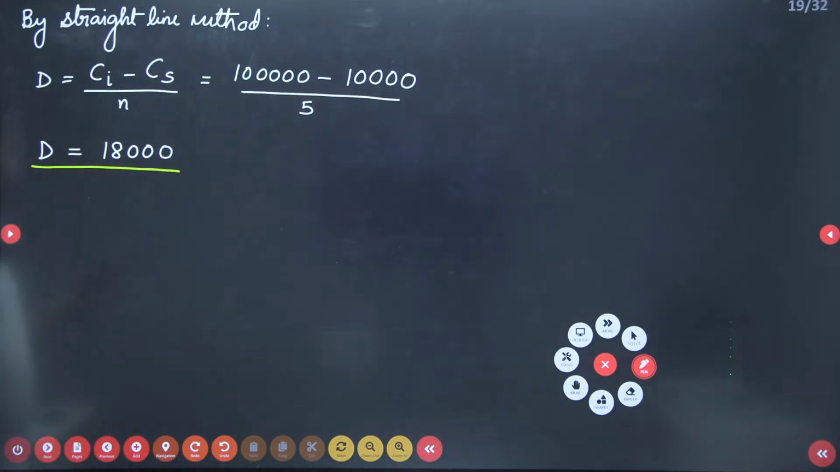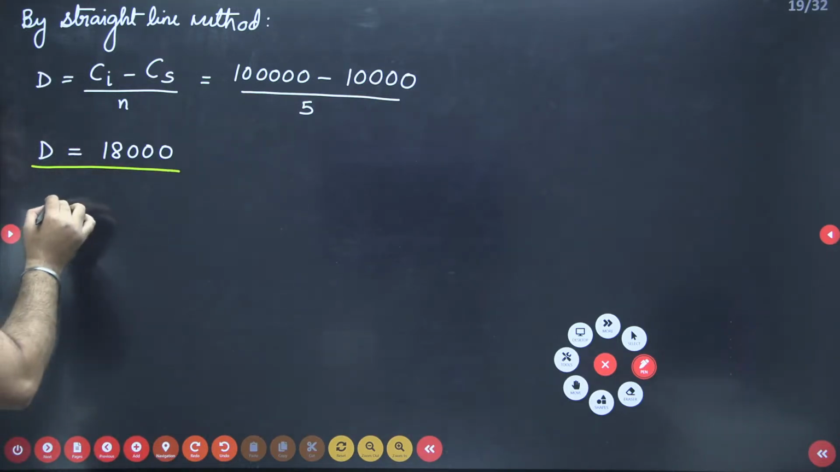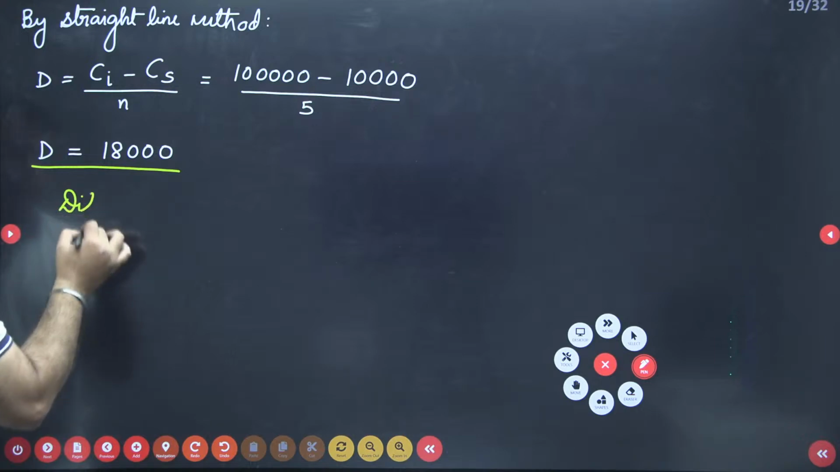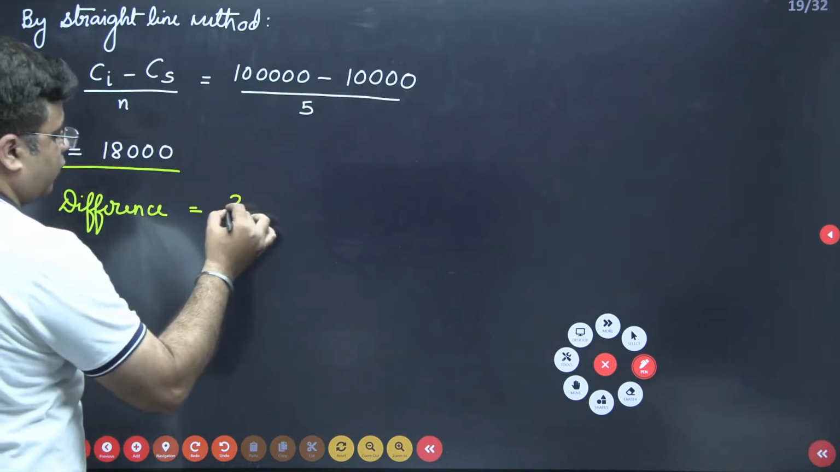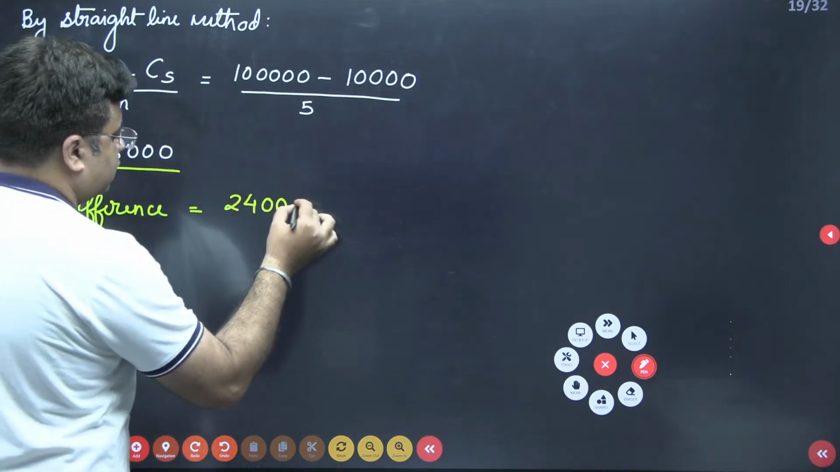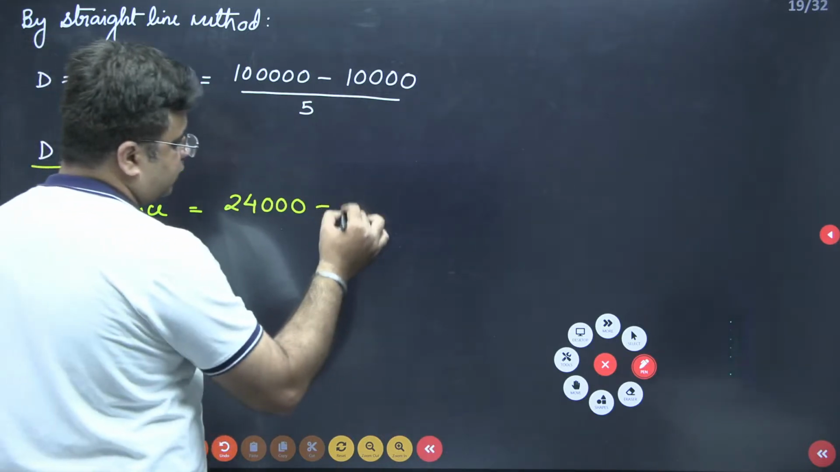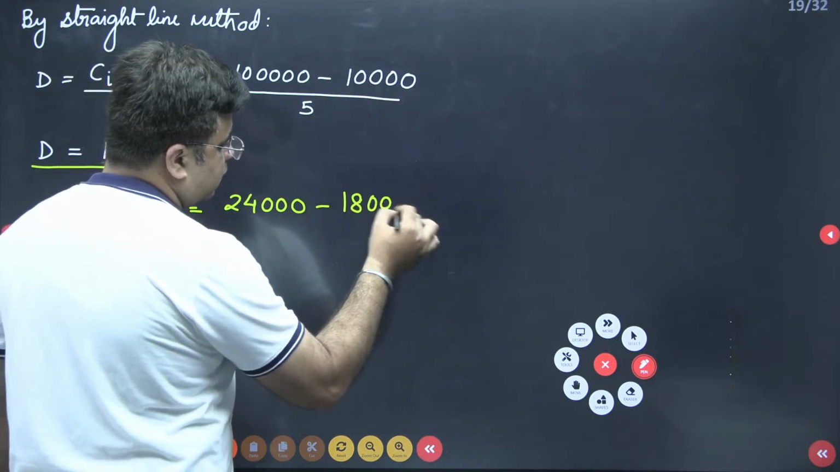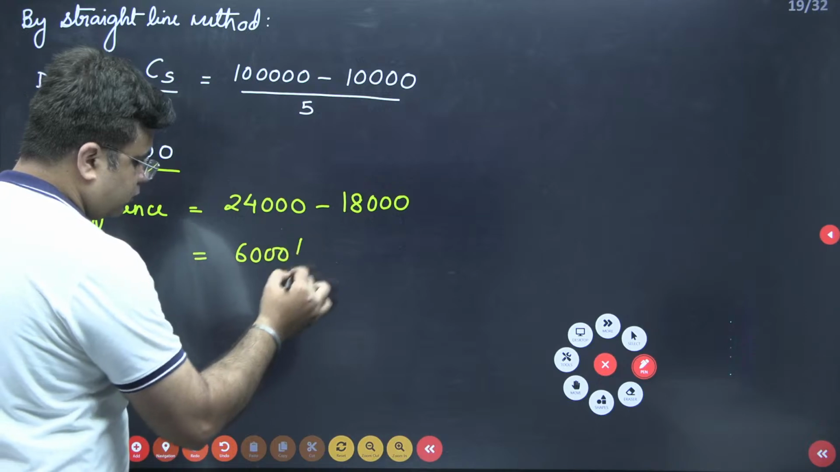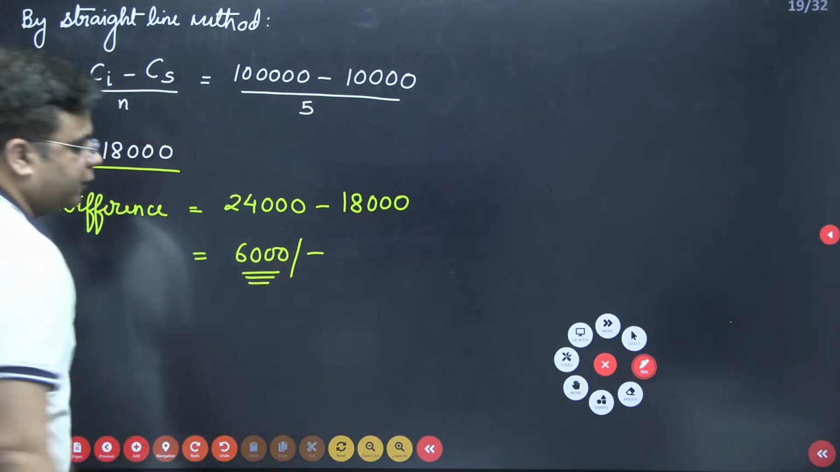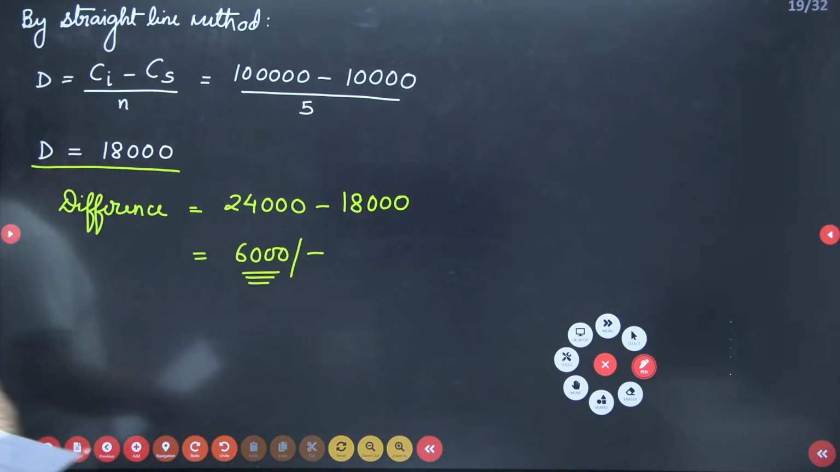Okay. Now you have to take the difference. So difference in depreciation is equal to 24,000 minus 18,000. So this will be around 6,000 rupees. So this is the difference of 6,000 rupees, which is our final answer.